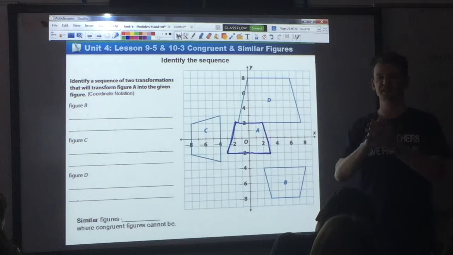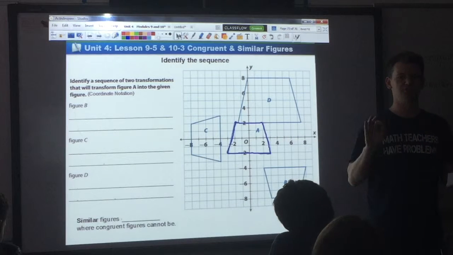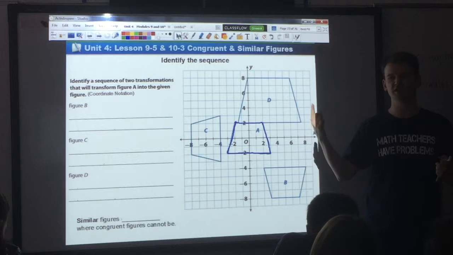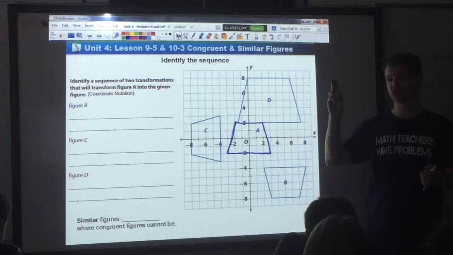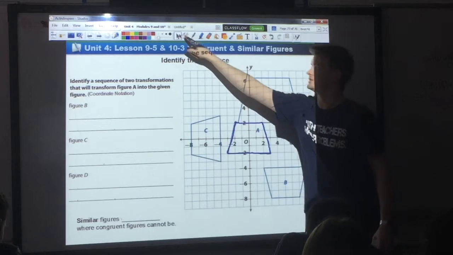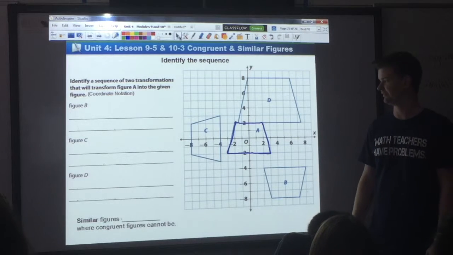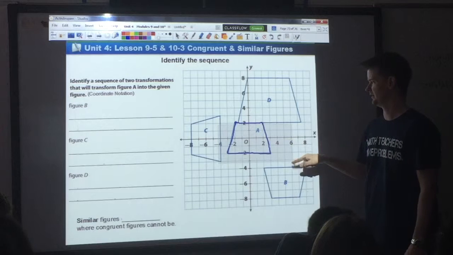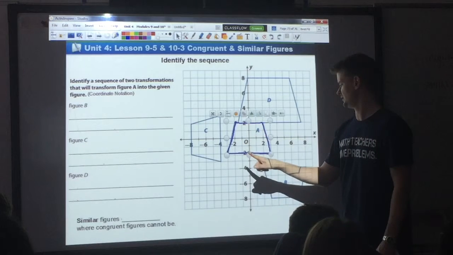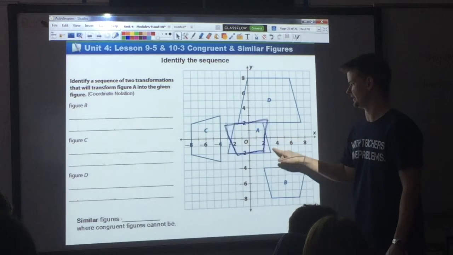So we go and we check C. 1, 2, 3, 4, 5, 6. So they're the same size. Do we need to do a dilation? No, we don't. So we move on to the next one. Reflection or rotation to get us here. What do you think is going to get us to the right orientation? Reflection. A reflection.